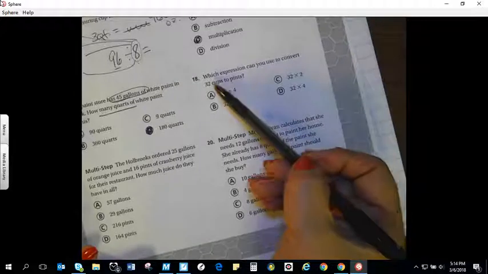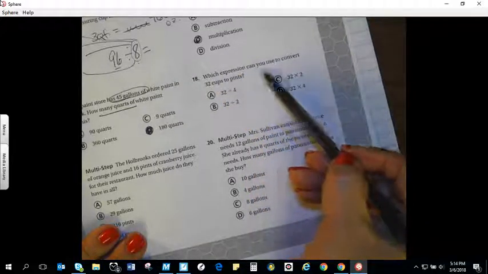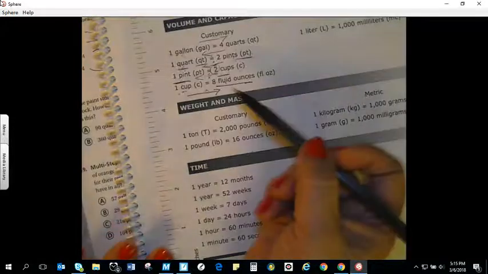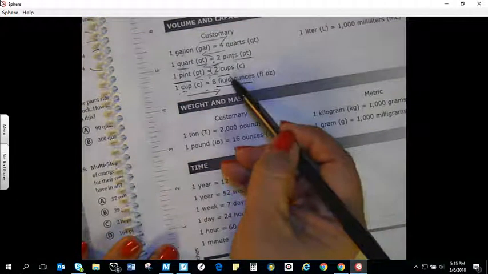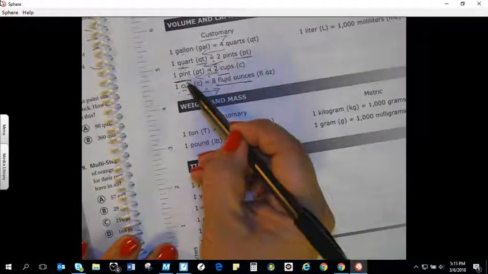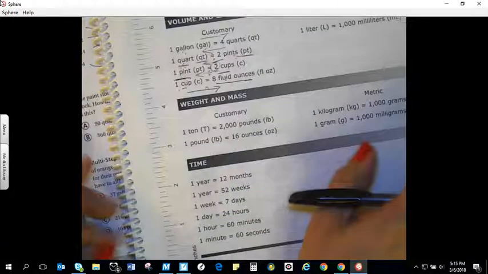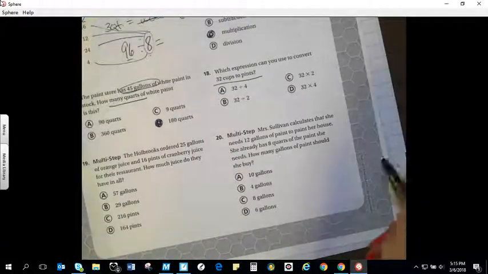Number 18. Which expression can you use to convert 32 cups to pints? Okay, so I'm going to come over here. I'm now going cups to pints. So if I'm going from small to large, I make myself into what operation?